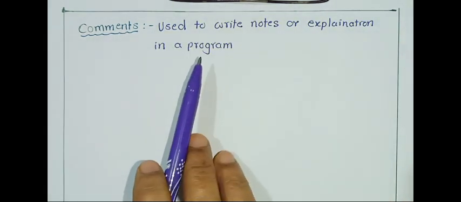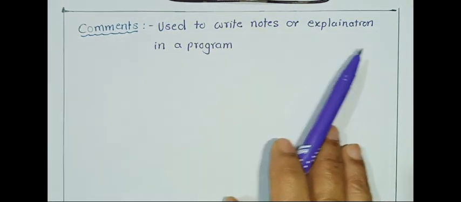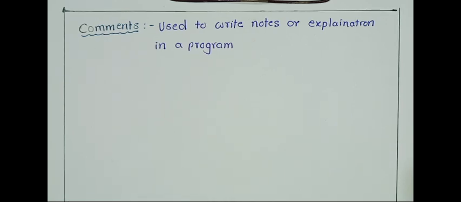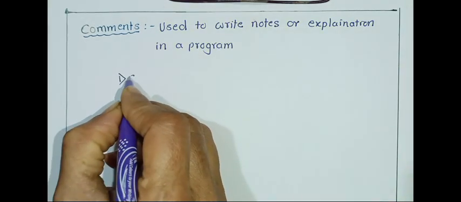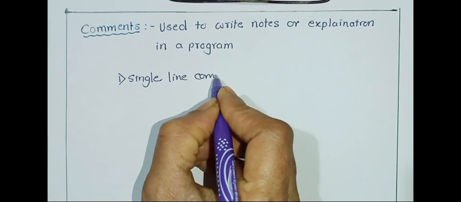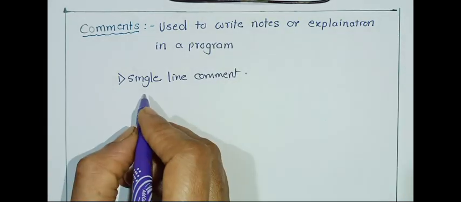A comment is used to write notes or explanation in a program. Suppose you want to explain a statement or write down some notes to help the user understand. You use comments. There are two types of comments. The first one is the single line comment.